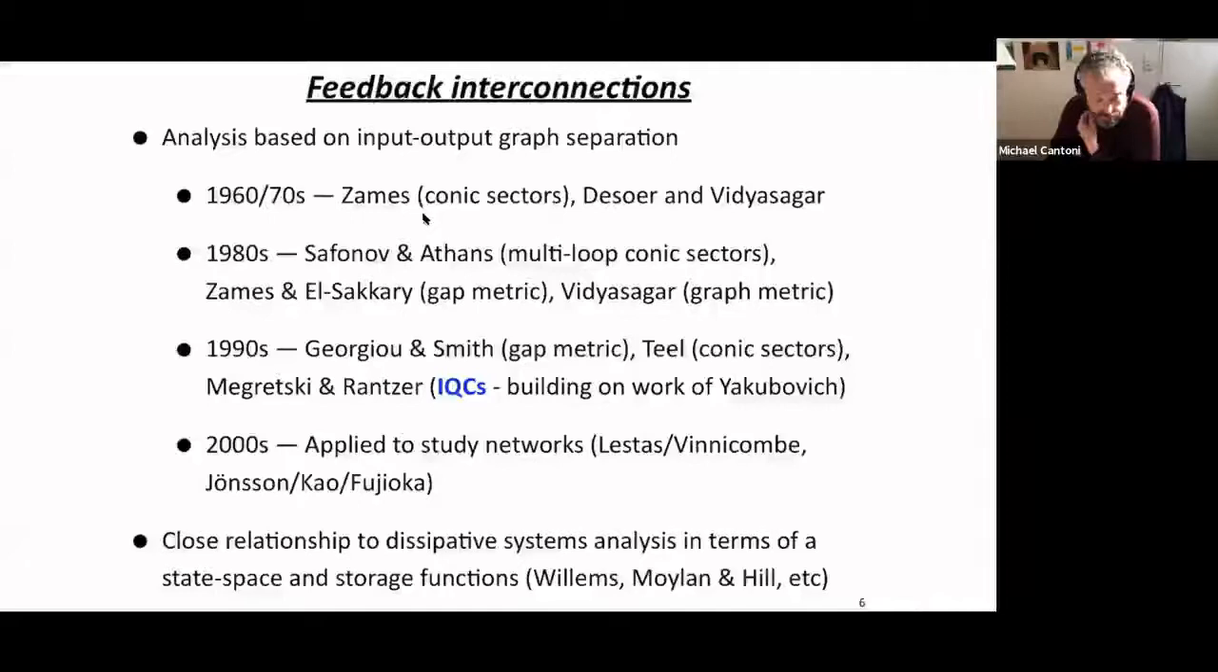This sort of stuff was extended in the 80s by the likes of Safonov and Athans. Zames, again, with one of his students, started the work on the gap metric within this sort of context. Vidyasagar, again, contributed to this sort of work. And then in the 90s, Georgiou and Smith pursued the gap metric type approach.